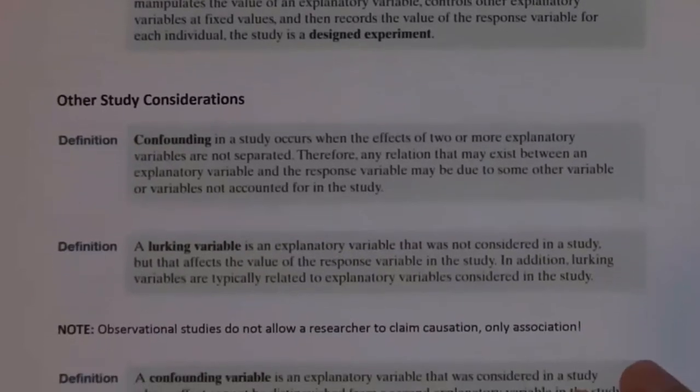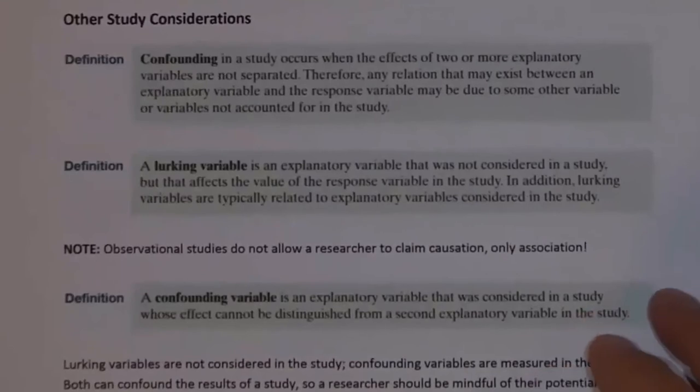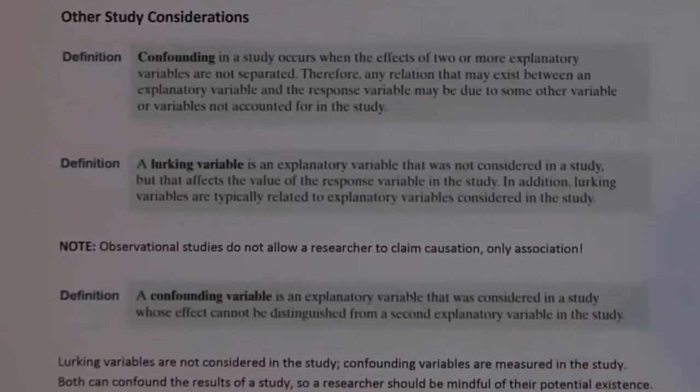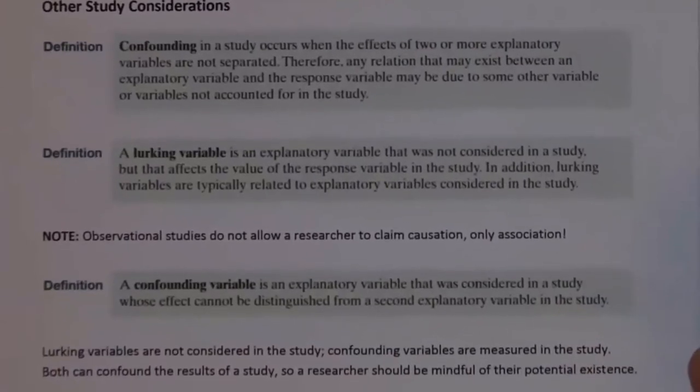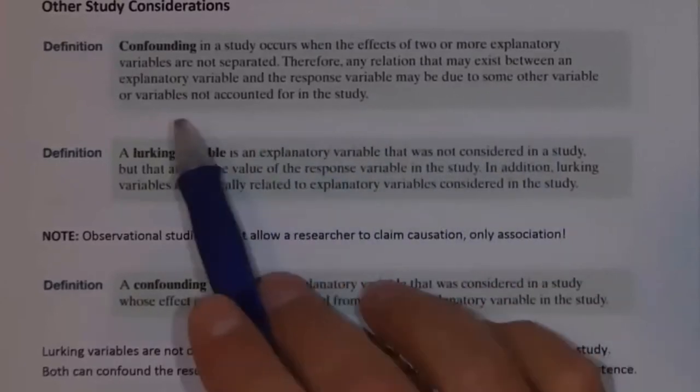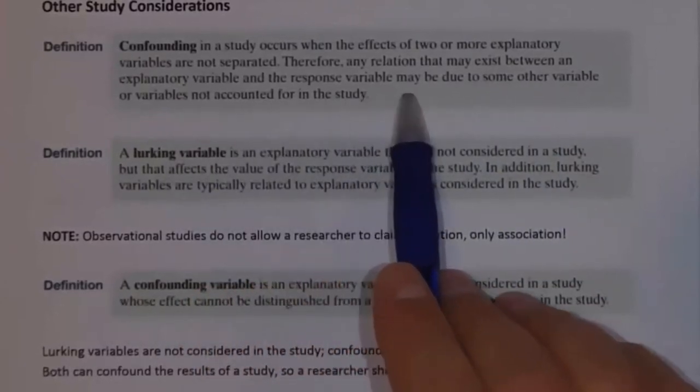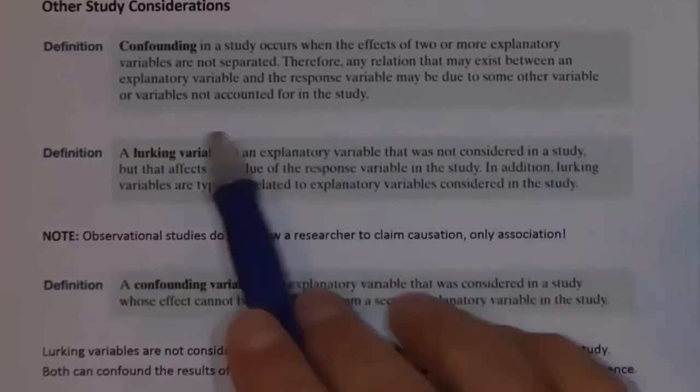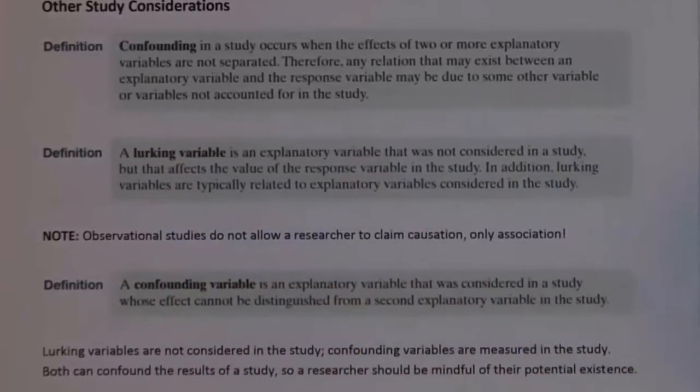Other study considerations. When we're doing a study, whether it is an observational study or a designed experiment, either one, we have other things that we have to consider in the study and try to deal with. The first is this issue of confounding. Confounding in a study occurs when the effects of two or more explanatory variables are not separated. Therefore, any relation that may exist between an explanatory variable and the response variable may be due to some other variable or variables not accounted for in the study.